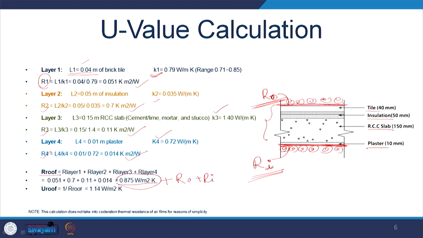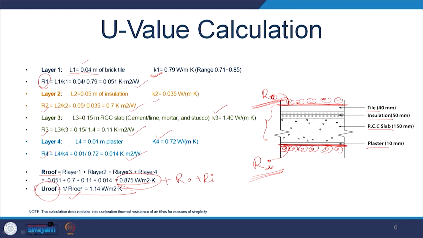So, Ro and Ri will also be there. The total resistance of the material is then calculated, the inverse of it, 1 by R, will give us the overall U factor of the opaque assembly. Here it was for the roof. So, this is how the U value will be calculated.